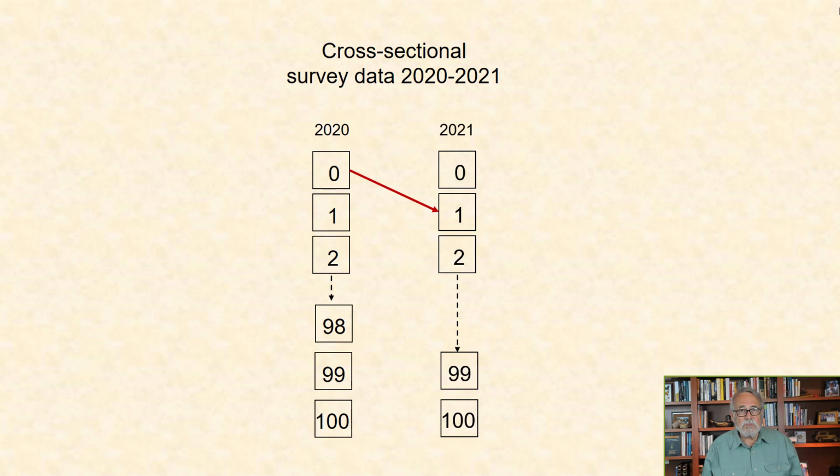Thus, the 1-year-olds of 2021 are the survivors from the newborn of 2020, and the centenarians of 2021 are the survivors of the 99-year-olds from 2020. In short, the survival rates from one age class to the next, from 2020 to 2021, constitute the cross-sectional survival data set representing the prevailing survival rates px for 2020 over all age classes.